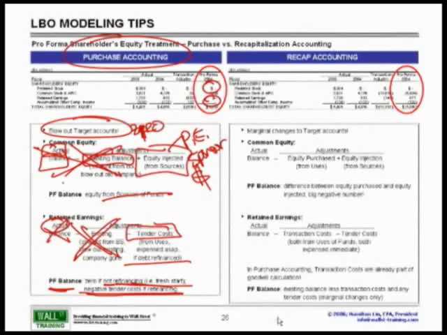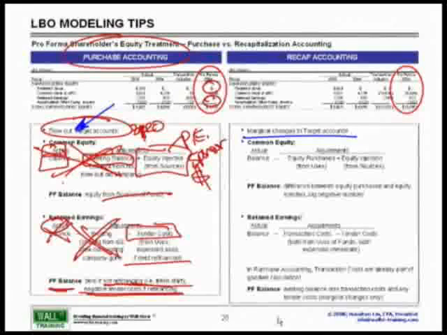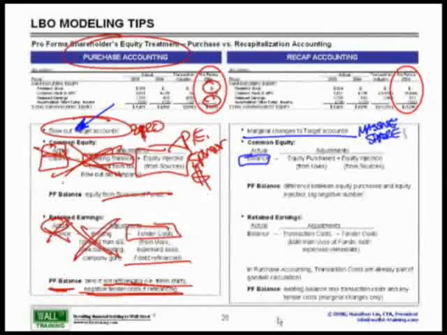Recap accounting, we were not blowing out our target account as we did here. What are we doing? Marginal changes only. We're not buying the whole company. We are actually, but the accounting treatment says what? Start with your actual balance. Pretend you did a massive share repurchase. How massive? Well, 94.9% at least, or at max.